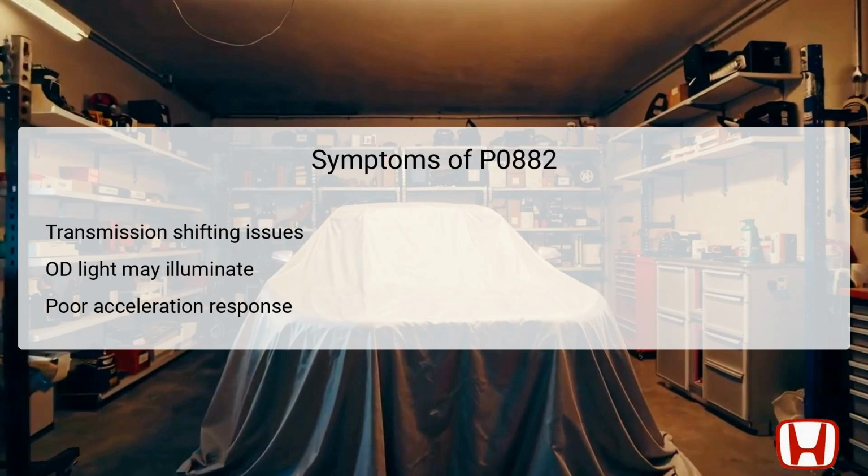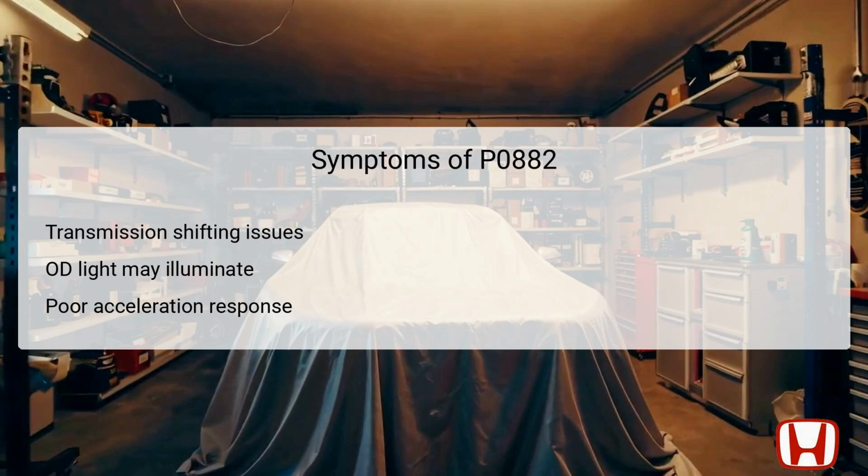Identifying the symptoms associated with DTC P0882 is critical as they can significantly impact vehicle performance. One of the primary symptoms is transmission shifting issues, which may manifest as hesitation or slipping between gears. Additionally, the overdrive OD light on the dashboard may illuminate, indicating that the vehicle is unable to shift into overdrive gear due to the power input issue affecting the TCM.